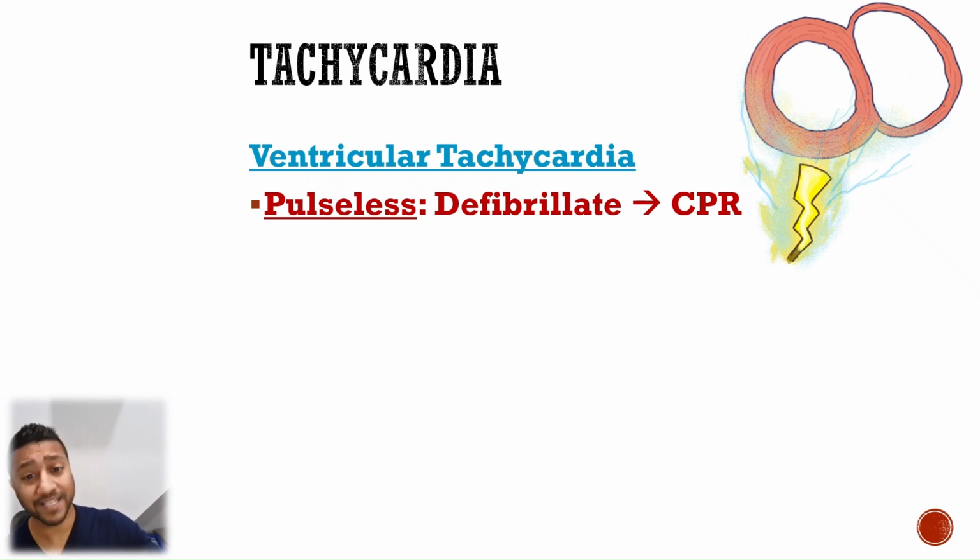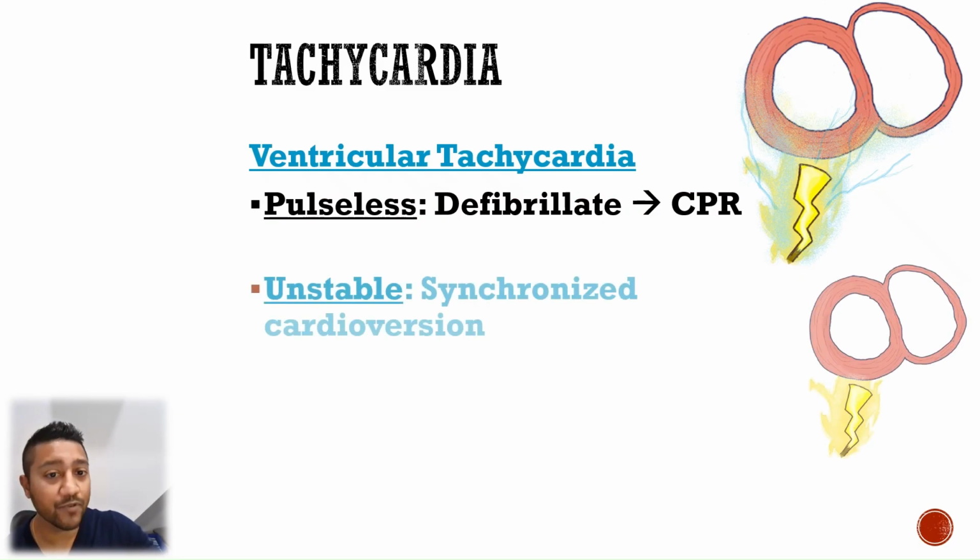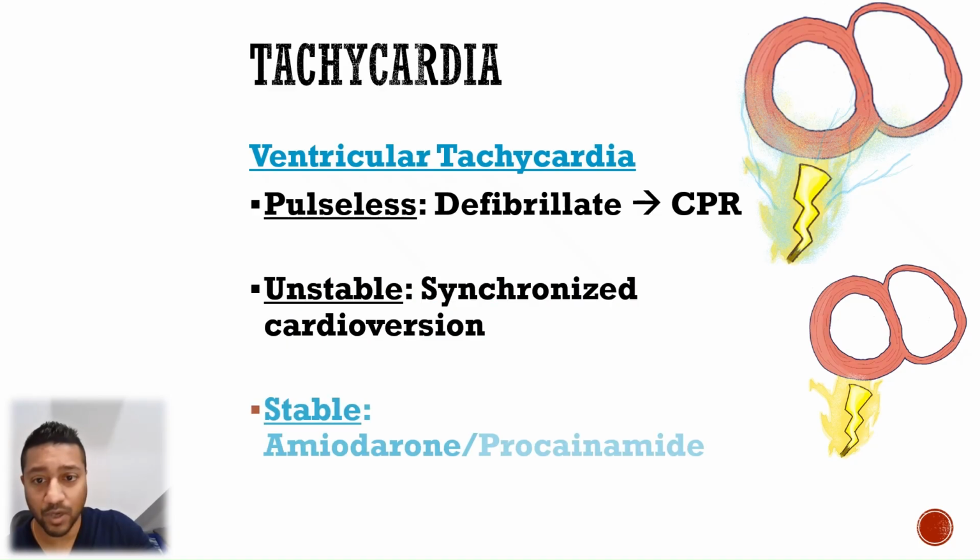Now, if the patient has a pulse but is unstable, for example, hypotensive, obtunded, then we deliver a synchronized cardioversion instead. This is very similar to all the other unstable tachyarrhythmias, like we talked about atrial flutter, atrial fibrillation, and SVT. Meanwhile, let's say the patient is stable, then you don't have to be as aggressive with electricity, and you can try amiodarone or procainamide as an IV form instead.